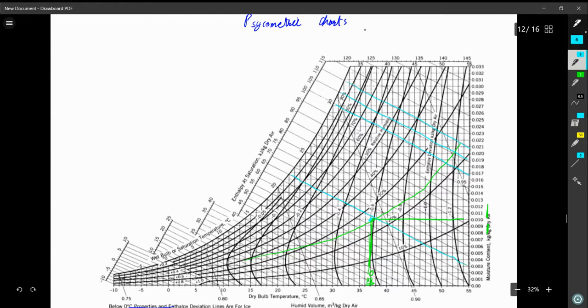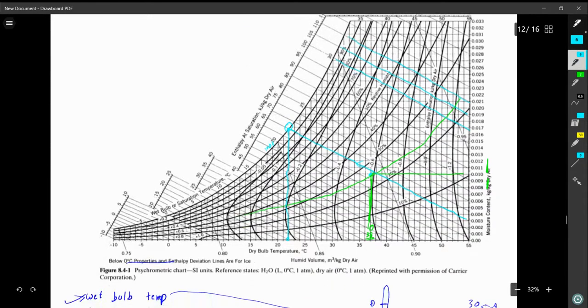So there's one question for you: will the wet bulb temperature be less or more than the dry bulb temperature? It will be less, right? So I have to travel on this side, till the point I get to the saturation. Saturation is basically 100% relative humidity. Whenever I reach the saturation, that is the wet bulb temperature, and I take a projection down.